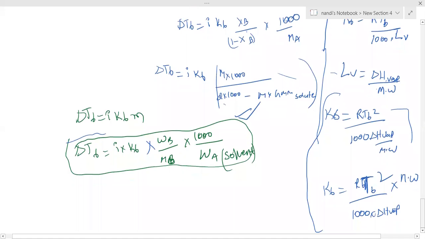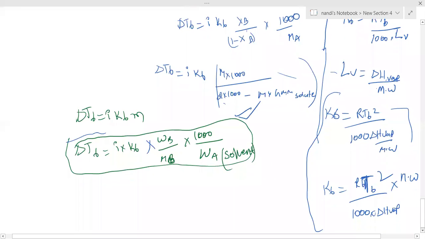Similarly, I'm writing one more formula also, you can check it. Today you can try to solve problems. Delta TF is also there, sir. Delta TF has the same formula for the freezing point: i into KF into M. Everything is the same, but here KF, here TF. We'll see next class, then try to solve some problems.